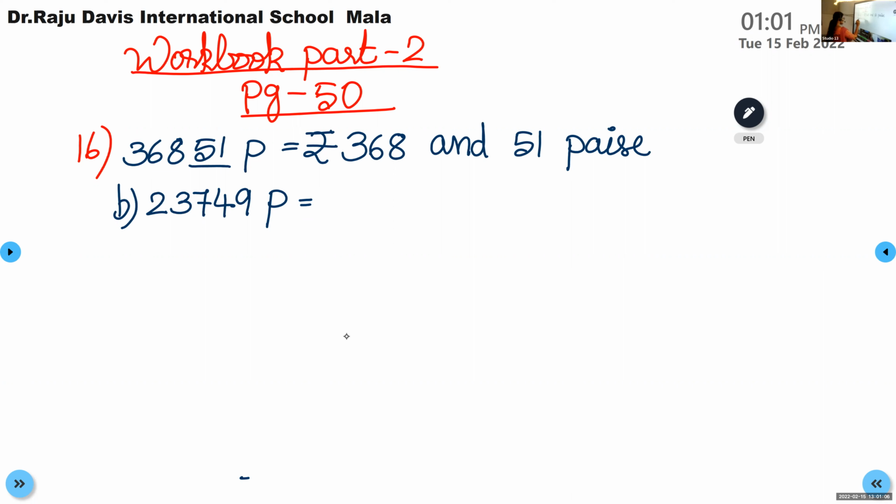Okay, so for this, what will be the answer of B? The last two digits will go to the paise side. Just underline it, just for avoiding the mistake. And then one of you just tell me the answer, Joyrick.